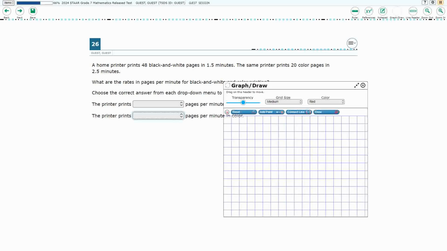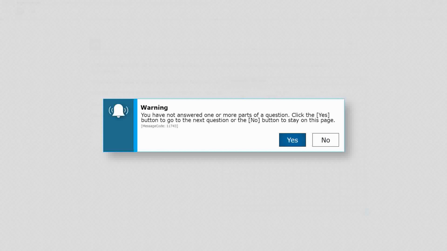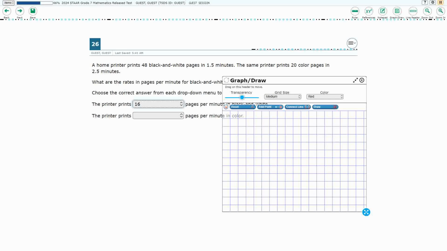All right, so we've got these two inline choices, right? If we just wanted to grab one randomly and answer that, obviously it is going to give us an error message that says you have not answered everything if we try to move on. So it's a 2-point problem. So make sure we get both points.